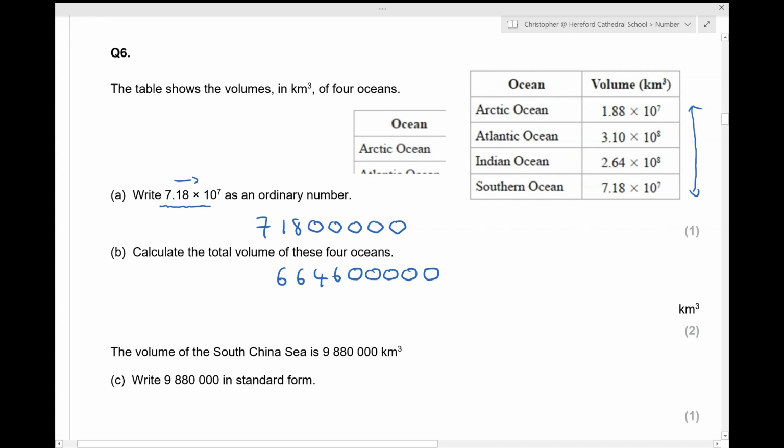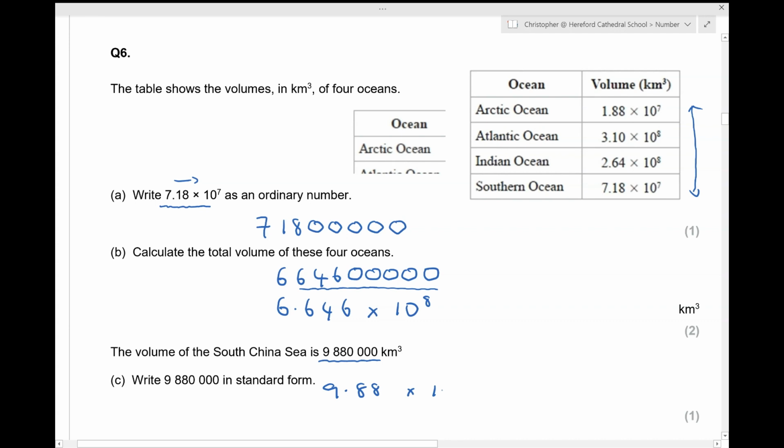Now, it doesn't ask us to put that answer in standard form, but if you wanted to, it would be 6.646 times 10 to the power of 1, 2, 3, 4, 5, 6, 7, 8, times 10 to the power of 8. The volume of the South China Sea is 9,880,000 cubic kilometres. Write that in standard form.